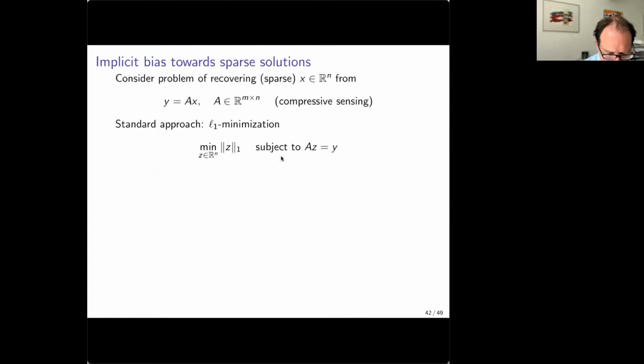Okay, and now as a final part, I would like to say something about implicit bias towards sparse solutions, or you could say low rank for diagonal matrices. Here we will go to the compressive sensing problem. We would like to recover a sparse vector X from this incomplete information Y equals AX. The standard approach that you probably all know is L1 minimization. So we try to find the L1 minimizer.